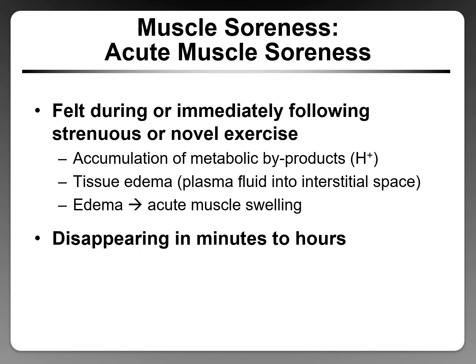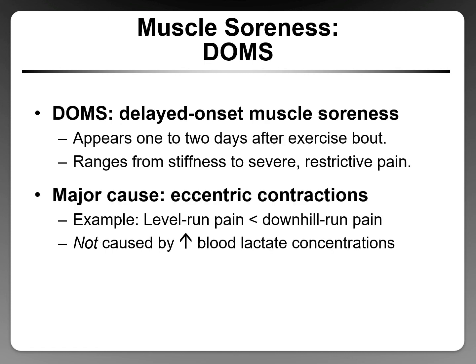So looking at acute muscle soreness, this tends to be felt during or immediately following a strenuous or novel exercise. This typically is related to the accumulation of metabolic byproducts. You also tend to have some tissue edema where plasma fluid gets into the interstitial space, and this is going to cause acute muscle swelling. This is not comfortable. It puts pressure on your nerve receptors, which gives pain responses, but acute muscle soreness tends to be gone sometime in a few minutes to a couple hours after the activity.